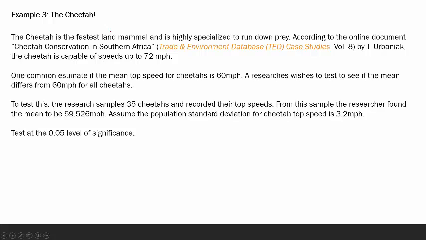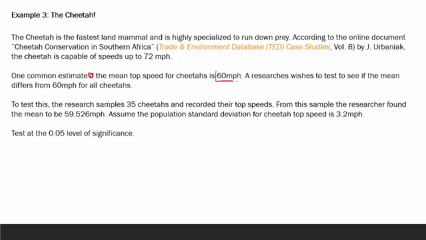The cheetah is the fastest land mammal and is highly specialized to hunt down prey. According to the online document, Cheetah Conservation in Southern Africa, by Jay Urbanek, the cheetah is capable of speeds up to 72 miles per hour. One common estimate of the mean, the average top speed of cheetahs, is 60 miles per hour. So this is a common estimate.